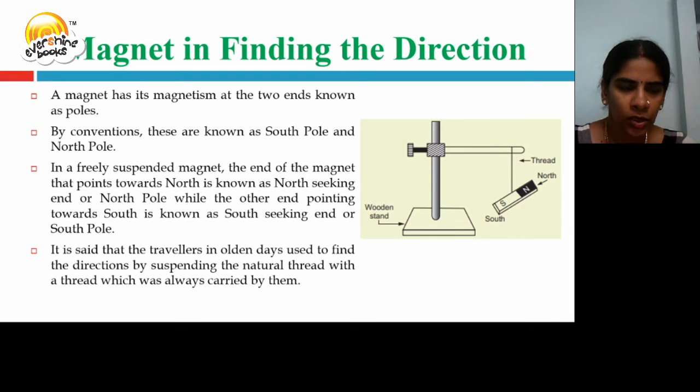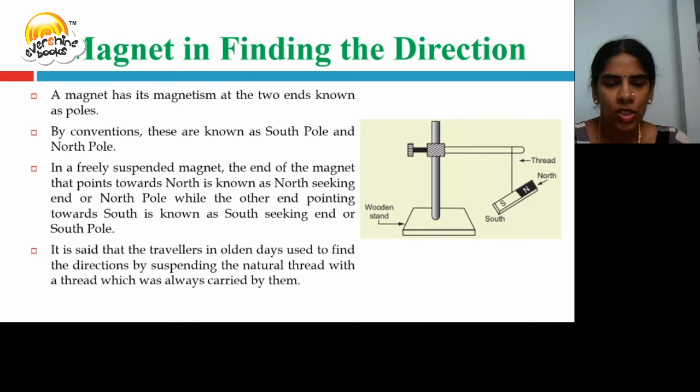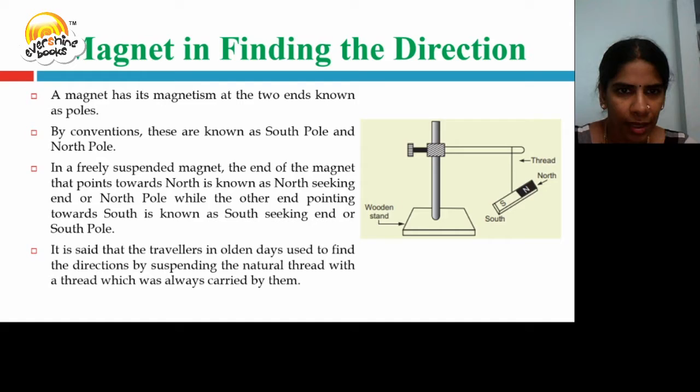It is said that the travelers in olden days used to find the direction by suspending the natural magnet with the thread which was always carried by them. So, the travelers in olden days always carried with them a natural magnet and suspended it freely from the thread. It helps to find out the direction in which they are traveling.